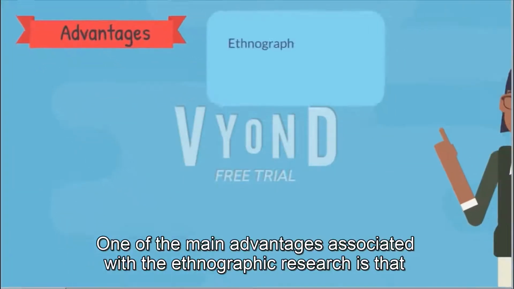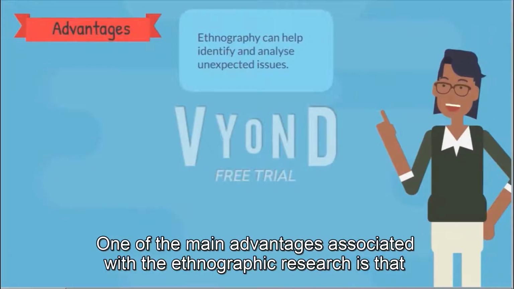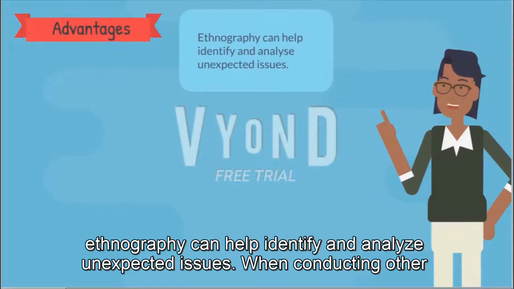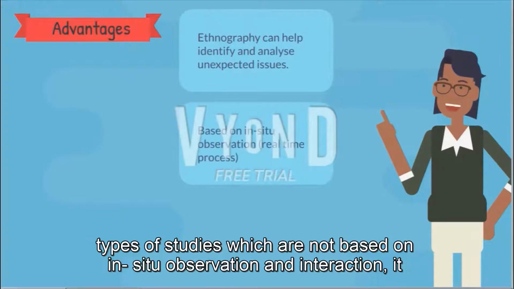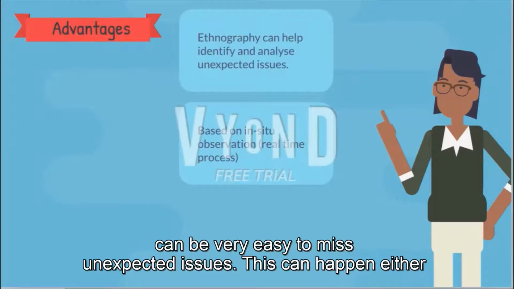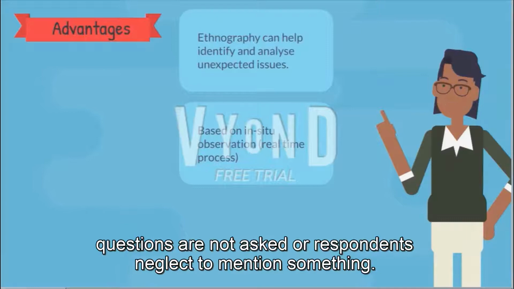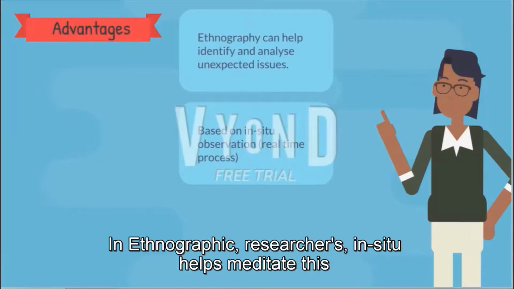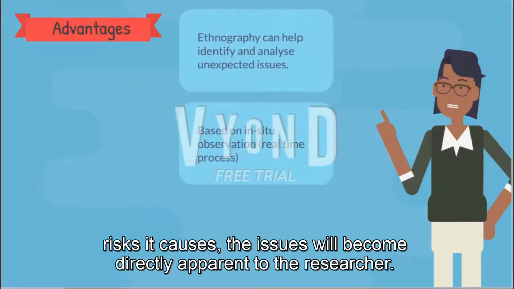One of the main advantages associated with the ethnographic research is that ethnography can help identify and analyze unexpected issues. When conducting other types of studies which are not based on in situ observation or interaction, it can be very easy to miss unexpected issues. This can happen either because questions are not asked or respondents neglect to mention something. An ethnographic researcher's in situ presence helps mitigate this risk because the issues will become directly apparent to the researcher.